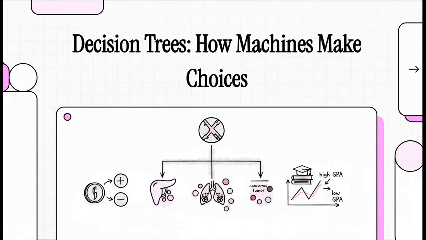Have you ever wondered how a machine actually learns to make a choice? I'm not talking about a coin flip, but a really complex prediction, like, is this tumor cancerous? Or what's a student's GPA going to be? Well, today, we're diving into one of the most powerful and, believe it or not, one of the most intuitive tools in all of machine learning, the decision tree.